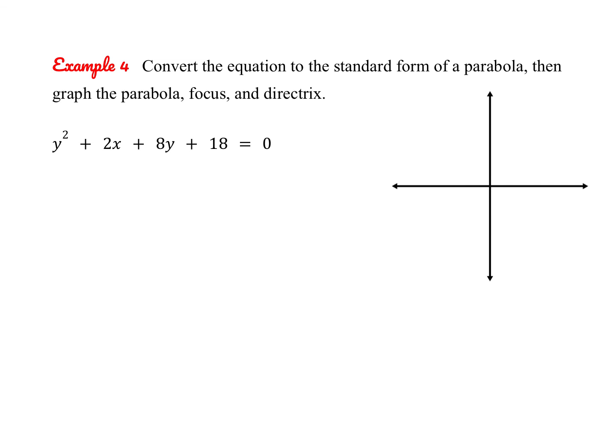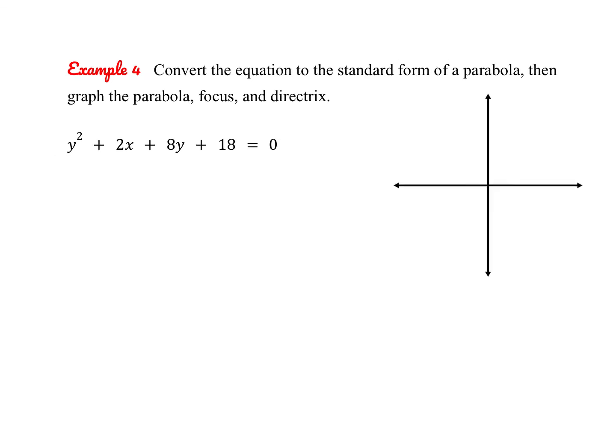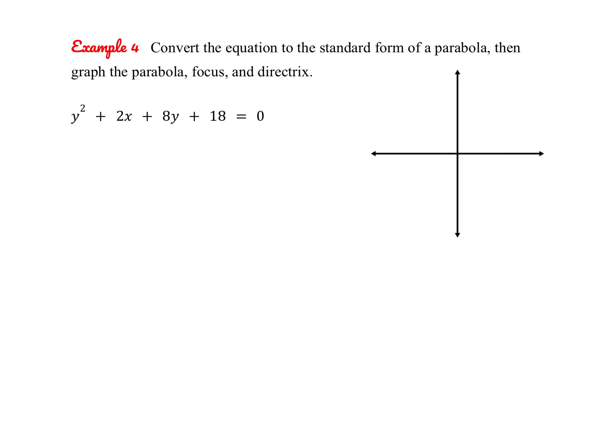All right, the last thing we're going to do is convert an equation into that standard form, which will allow us to graph and find the focus and directrix. For this one, I can see that it's going to be a vertical parabola. So remember, our goal is to make it look like this. We want it to say y minus k squared equals 4p times x minus h. So we want this to look like this, which means we do need to complete the square for y.